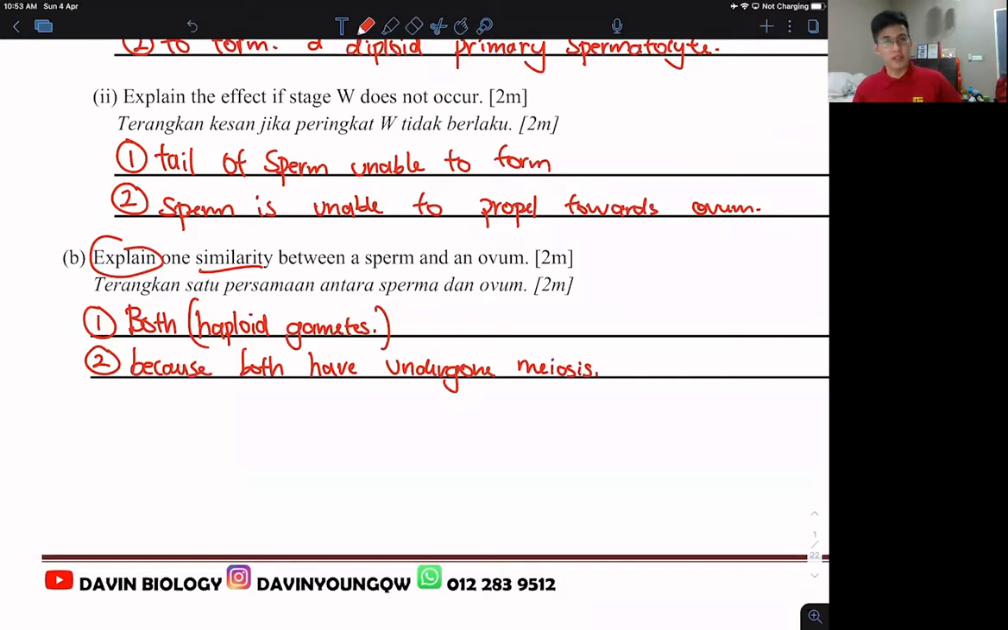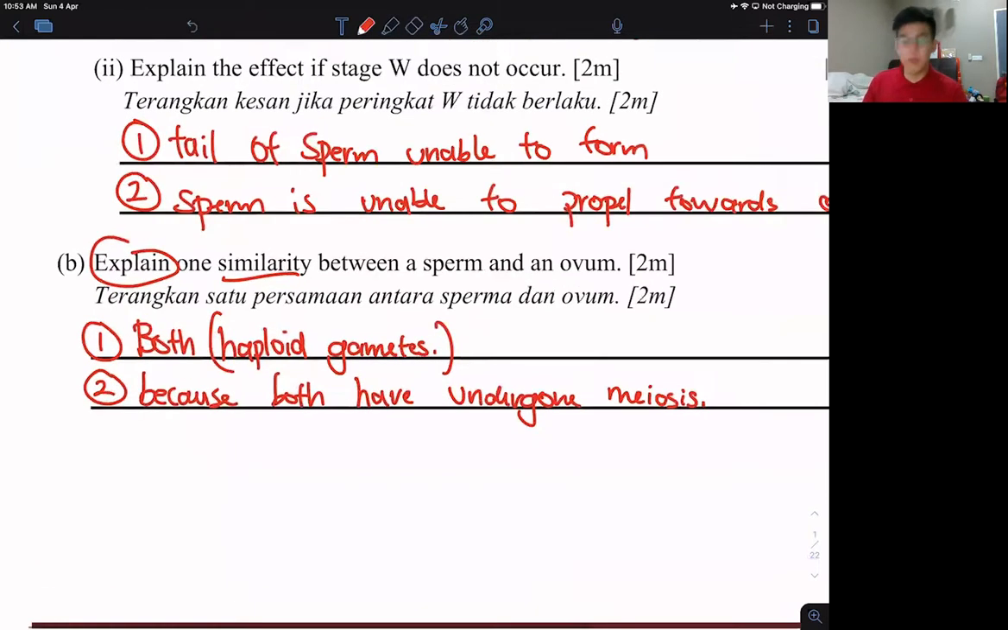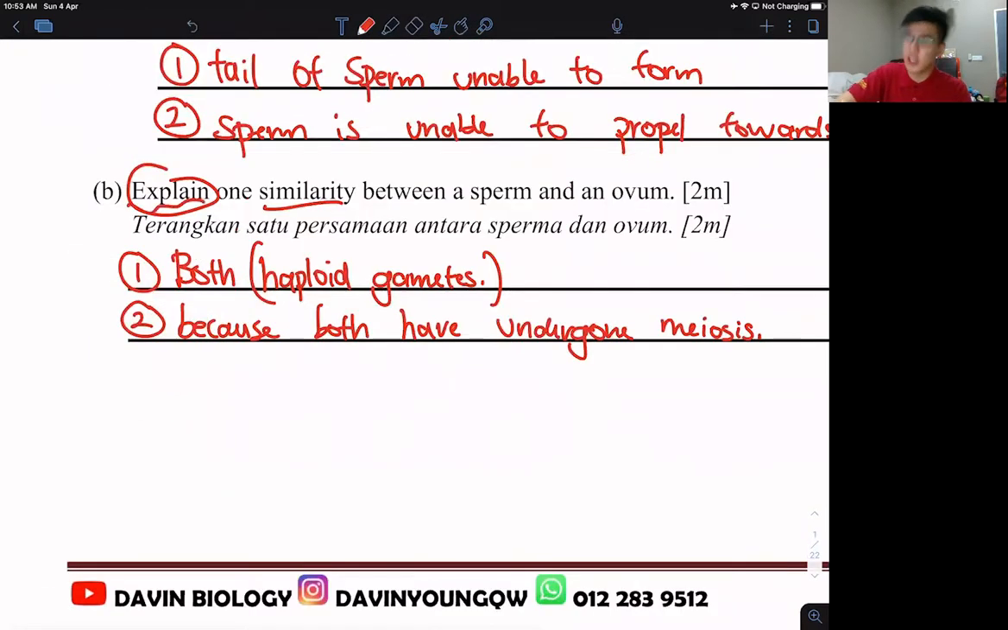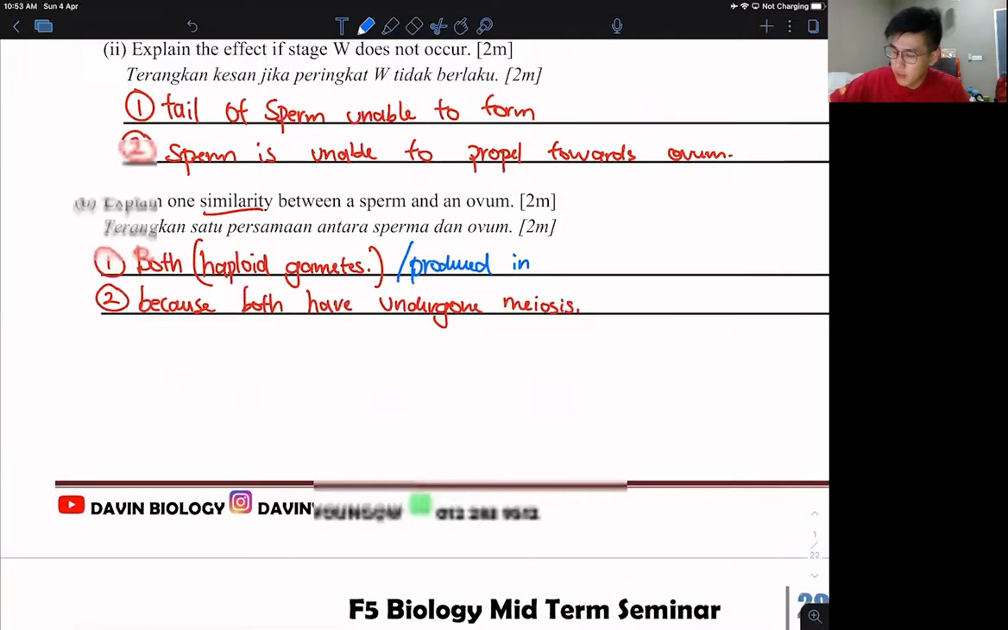You can say that, but like I say, sometimes if you write certain points, you cannot really explain. I think this one can. Yeah, you can say so. A very good answer also. You can say both are produced in a gonad, which is a reproductive organ. Also can, very good answer. For the explanation, then you have to be a bit clever.